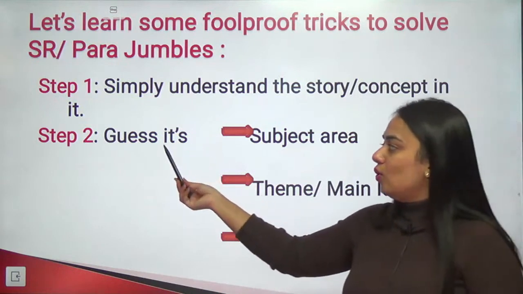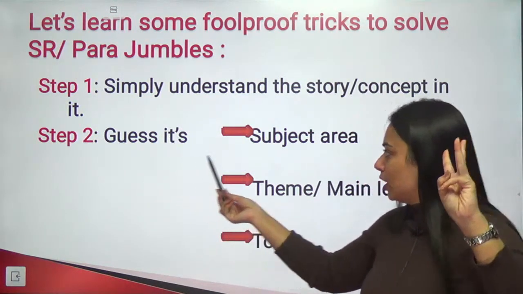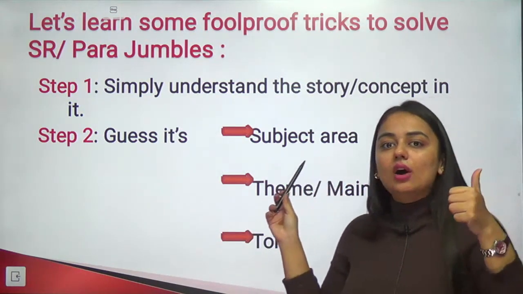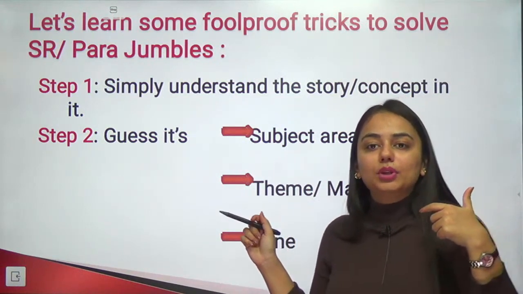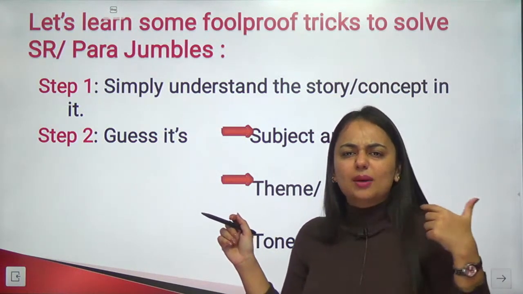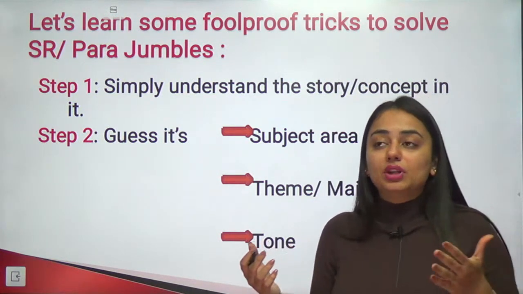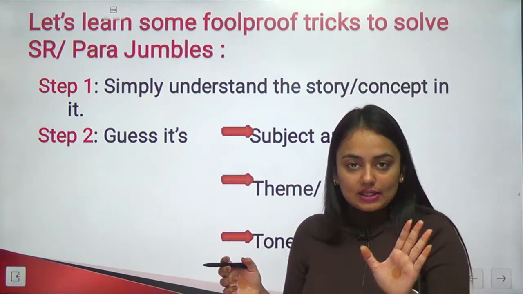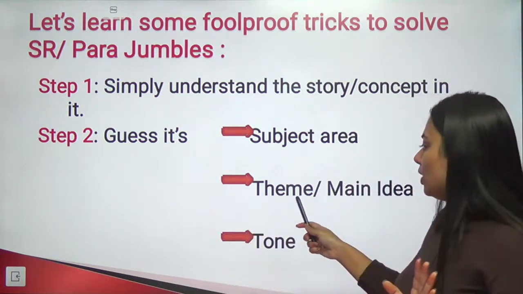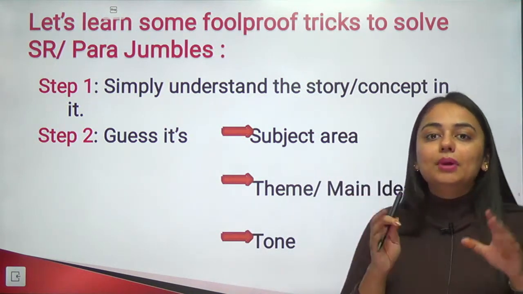Step 2 is you have to guess three things now. You have to guess the subject area. One, as in, is it from the anthropology section? Is it something from history, from the business world, economics, or is it something from science and technology? Guess the subject area. After that, you have to guess the theme and the main idea.